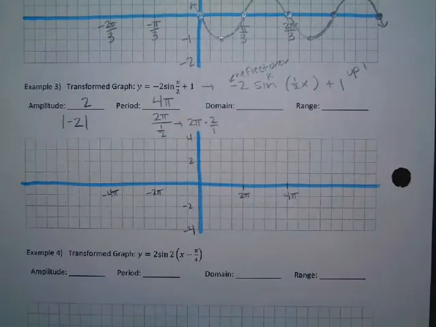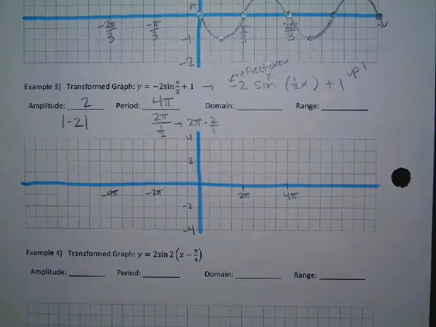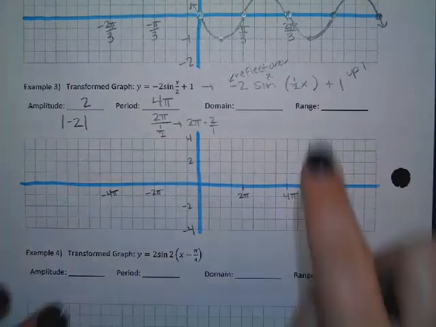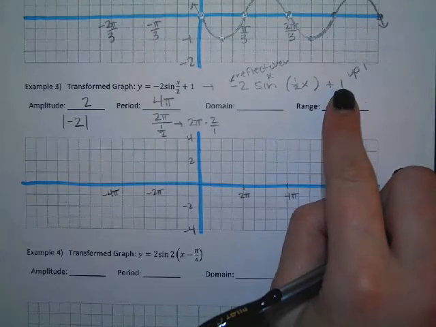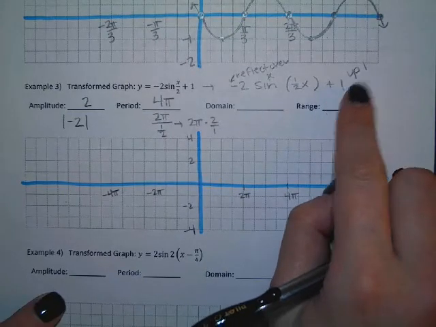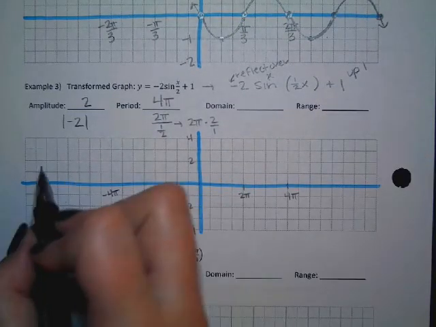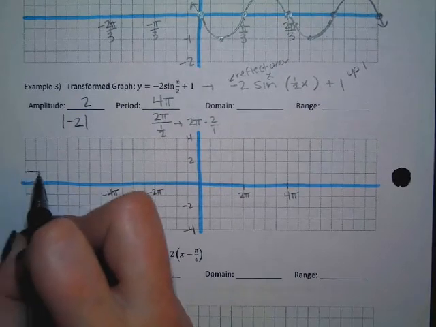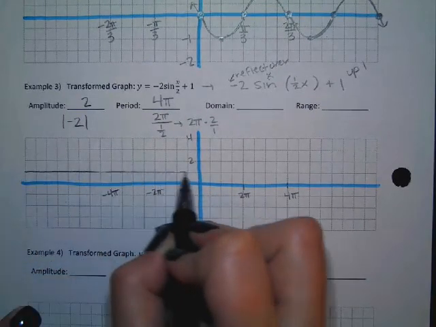All right. Special trick that we're going to do anytime we have a shift, left or right or up or down. So what I'm going to do, this is a shift of up 1. So what I'm going to do is I'm just going to draw a line at up 1.